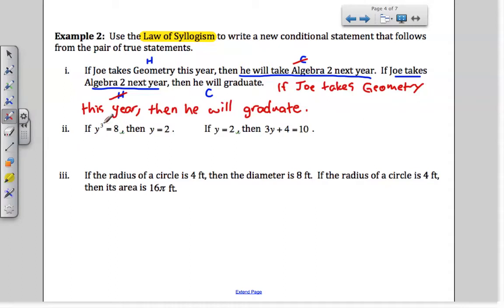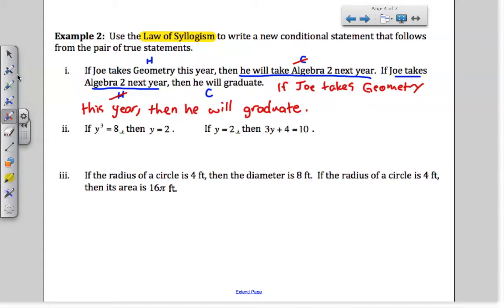Alright, let's practice this again. If y cubed equals 8, then y equals 2. And that is true, right? Because 2 cubed is 8. Next statement, if y equals 2, then 3y plus 4 equals 10. Let's make sure that's true. If y is 2, 3 times 2 is 6, 6 plus 4 is 10. Okay, both true statements, both if-thens.